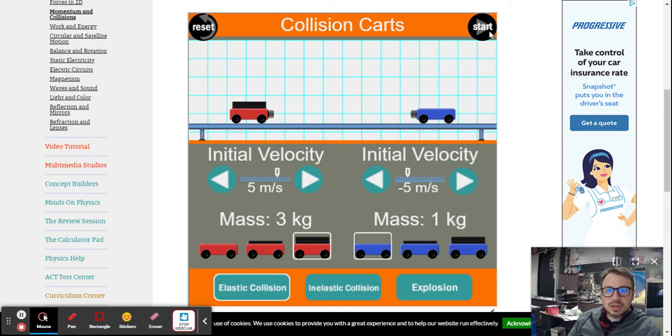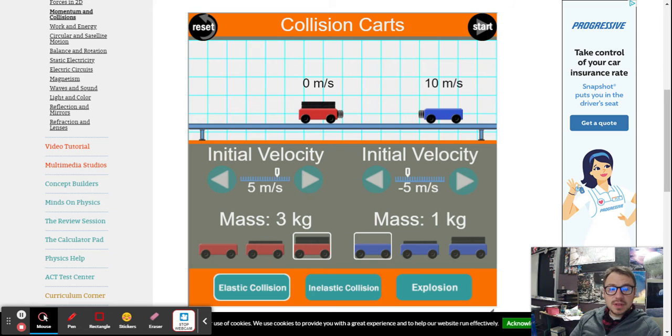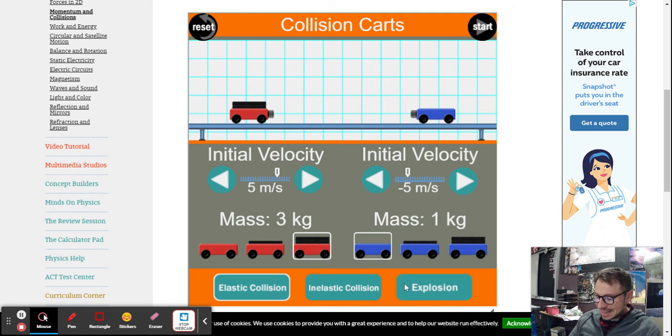So what you're going to do is hit start, and they're going to collide in an elastic collision. So you should be able to get the velocities before, and now we have the velocities after that elastic collision. Okay, now reset. Now we're going to do the next section, which is going to be an inelastic collision.